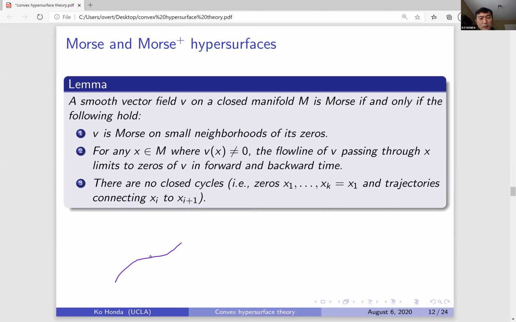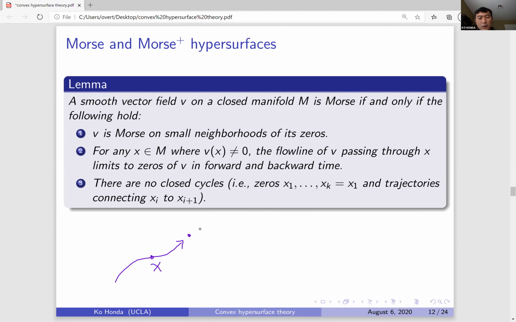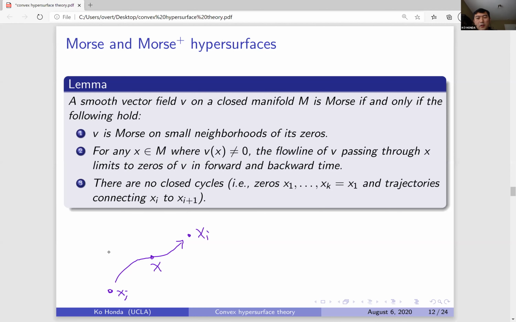So you have something like this. You have a point X, and you want to eventually get to a critical point, some X_i, and it has to come from another critical point, X sub j. So that's condition 2. And then condition 3 is that there are no closed cycles. You can't have things that look like that. Having a closed cycle is obviously a problem, and as long as the obvious problem doesn't exist, you can write down a Morse function.